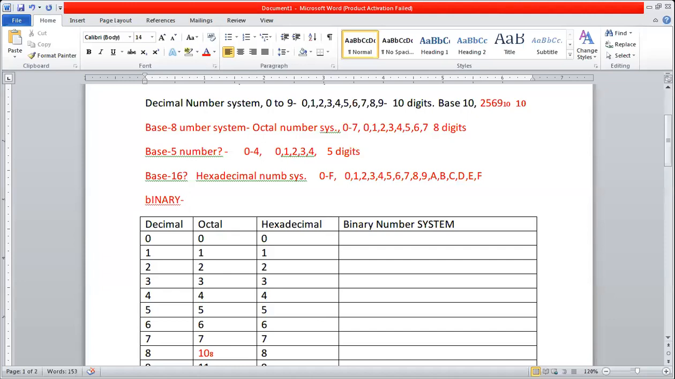Binary is 0 and 1. Only two number system, okay, only 2 digits, and they are 0 and 1. What is the base for this? Base 2. That is called base 2 number system, the binary number system.